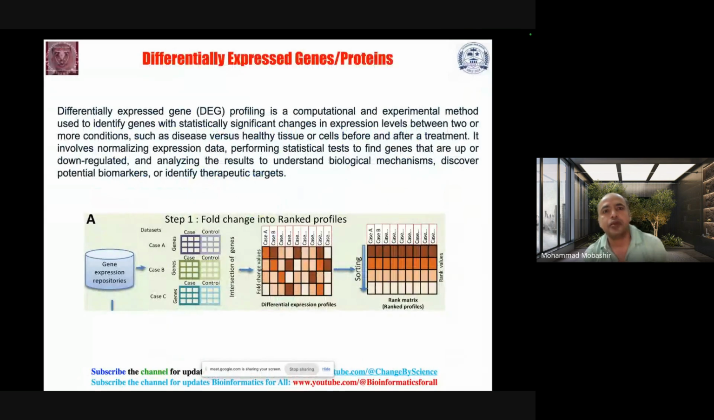So first thing, you need to understand what are differential expressed genes and what are differential proteins, or what are differential expressed biomolecules. Very similar, so let me summarize them. Differential expressed genes profiling is the computational and experimental method used to identify the genes with statistically significant changes in expression levels between two or more groups. So this is what is mostly used in disease identification and unraveling the mechanisms.